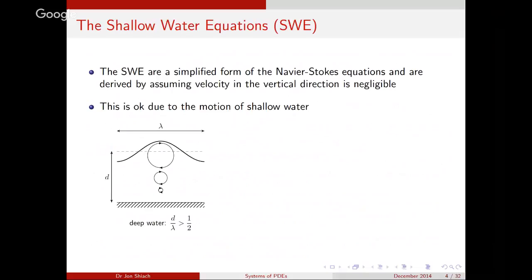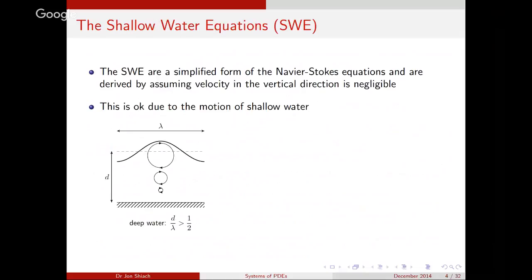So what a guy called Saint-Venant did is assume the velocity in the vertical direction is negligible, i.e. very small, and so we can simplify this equation set, which is a nasty, really hard, really horrible equation set, to a much simpler one. Now, you may think, well, hang on, if that assumption is not valid, how can we still use it? So we're going to have a look at a bit of the physics of water at the moment.